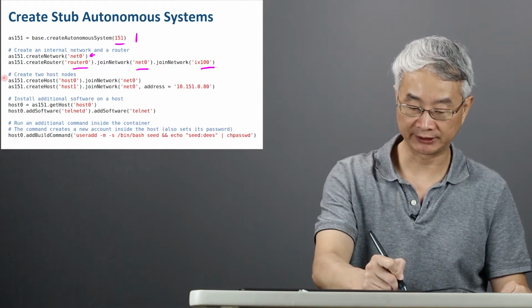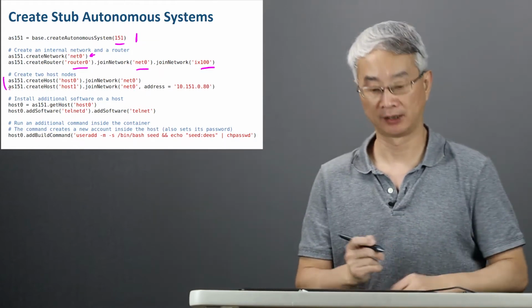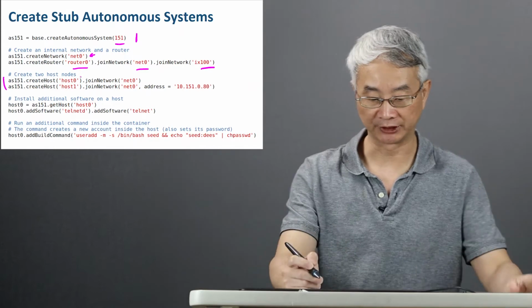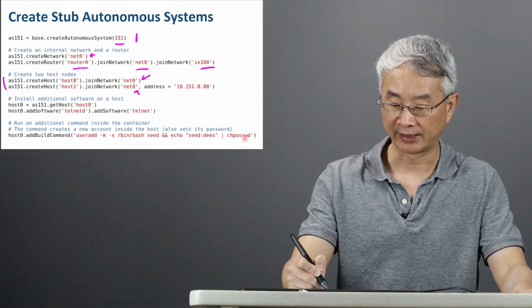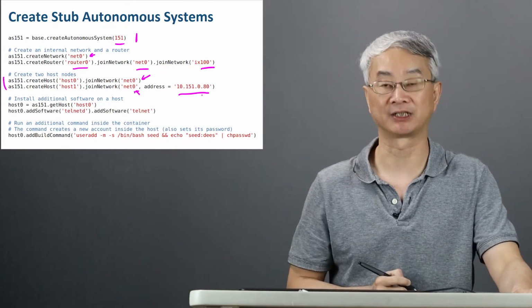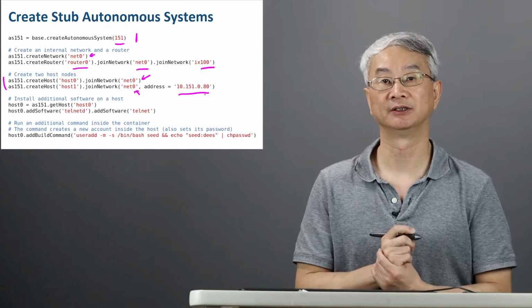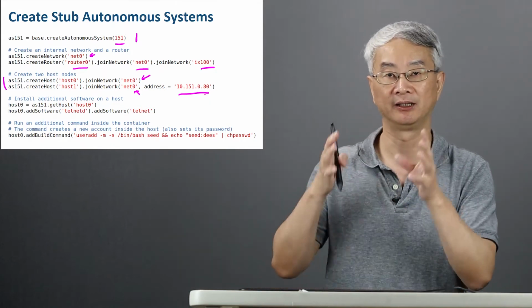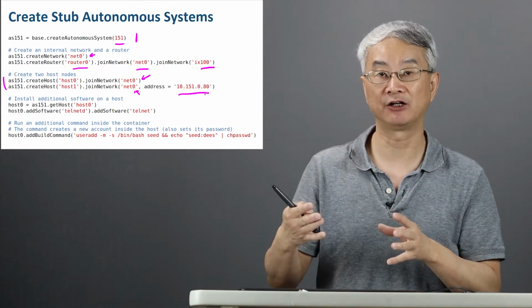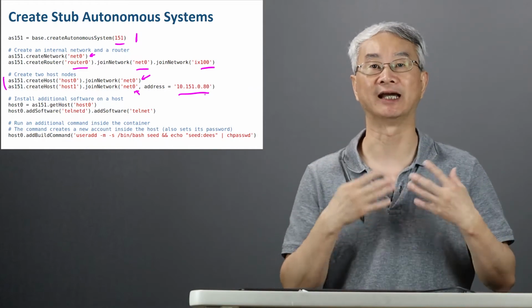I'm also going to create host 0 and host 1. I created two hosts and joined the network. And for the second one, I want to customize the IP address. Now, when you join the network, if you do not provide an IP address, the emulator itself will automatically assign the IP address for you.